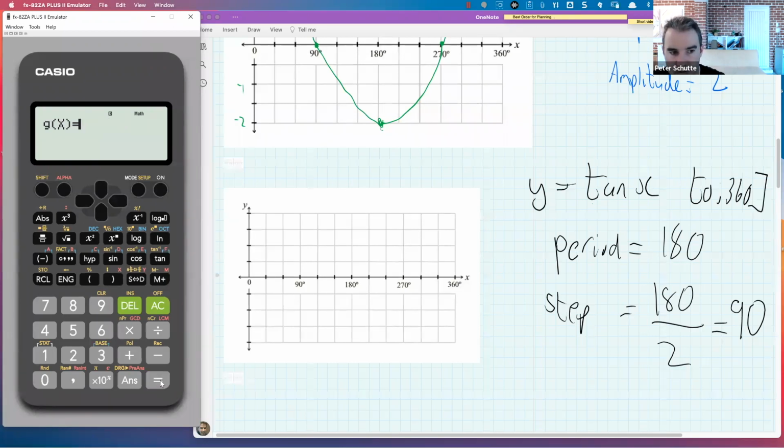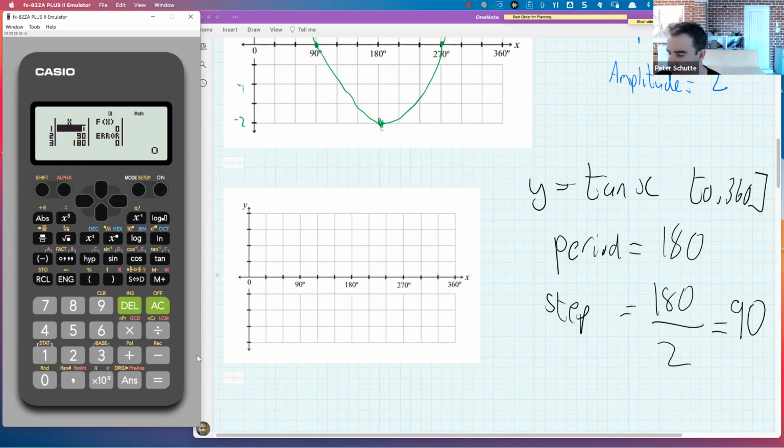So I go equals. I'm going to ignore g of x for now, because it's not always turned on on everyone's calculator. Go equals again. Where do I start? I start at 0, equals. I end at 360, equals. The step size is 90. That's why I went through so much trouble with Teddy to talk about that, because it's important that you know that the step size calculation for the tan graph is different.